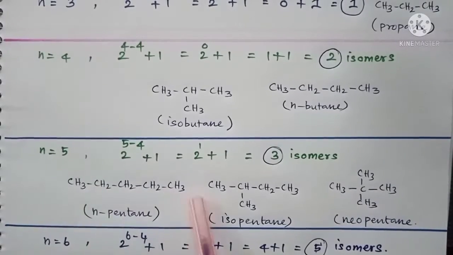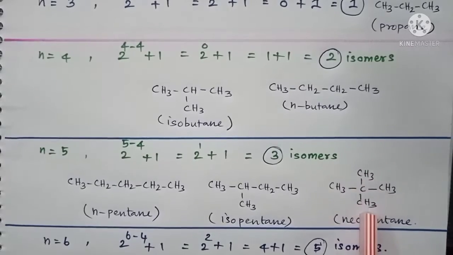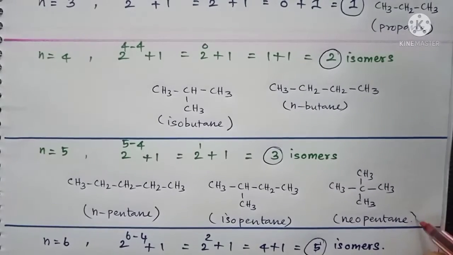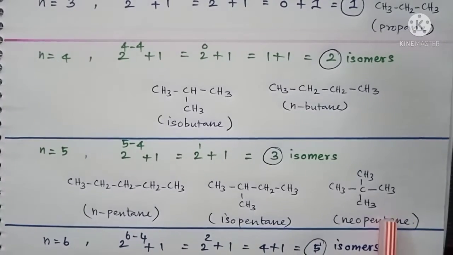The first one is the normal one, in which the 5 carbon atoms are arranged in an unbranched manner, which is n-pentane. The second one, in which one carbon is in the branch, has a CH3, CH, CH3 pattern, an iso compound, which is isopentane. The third one, in which 2 carbon atoms are in the branches, I write one carbon in the upper branch and another in the lower branch. This compound is neopentane. So in the pentane case, there are 3 isomers: n-pentane, isopentane, and neopentane.